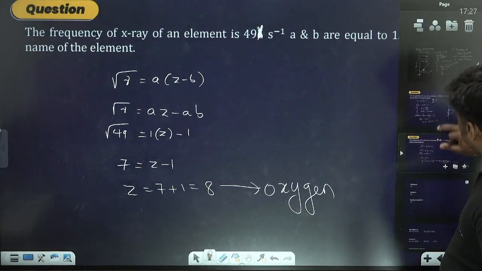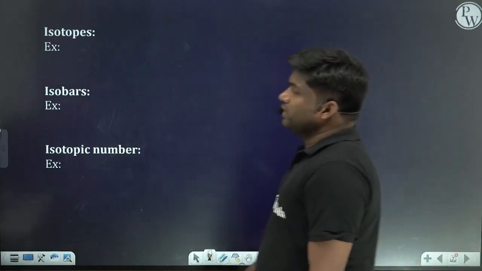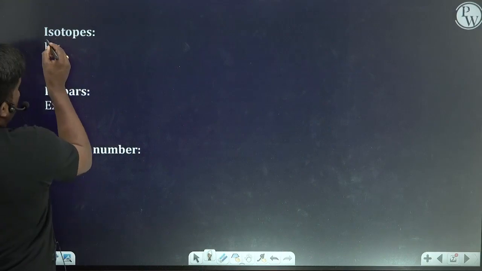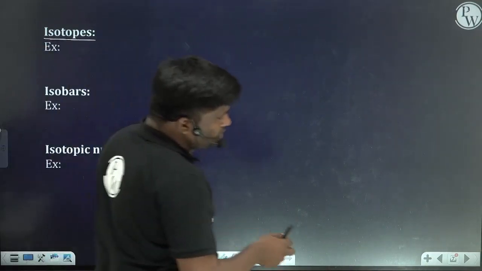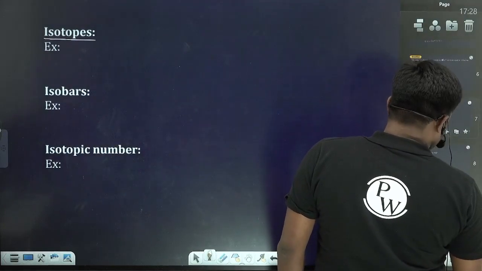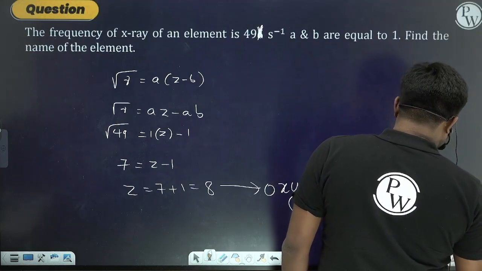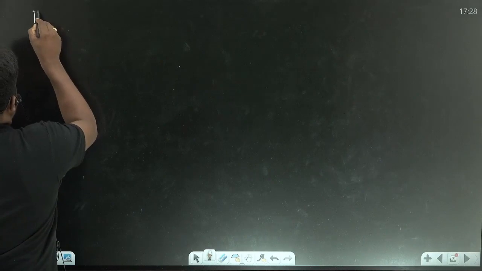And next topic we are going to discuss is isotopes, which is also very, very important for JEE Mains and NEET exams. Isotopes. Before studying isotopes, we will do one thing. Representation of element we will study now. Representation of element or atom.